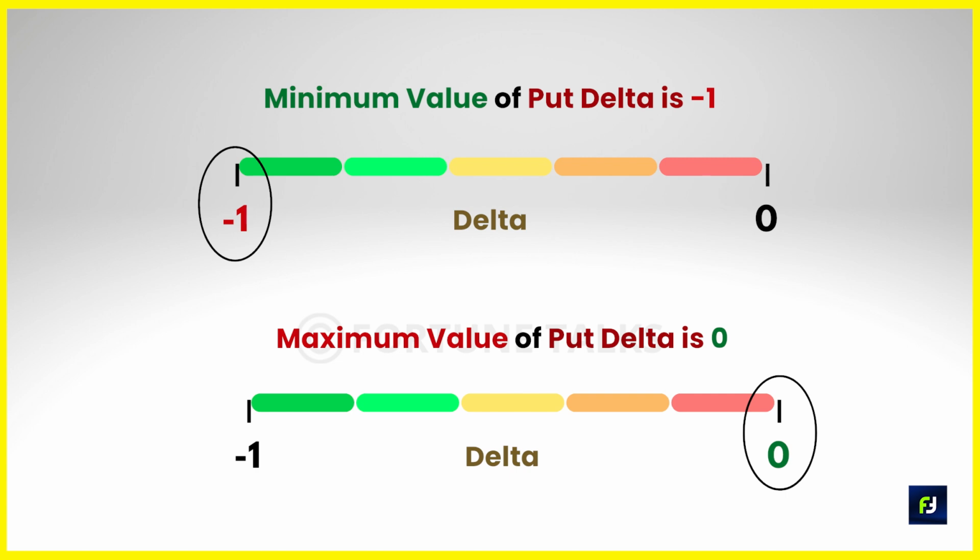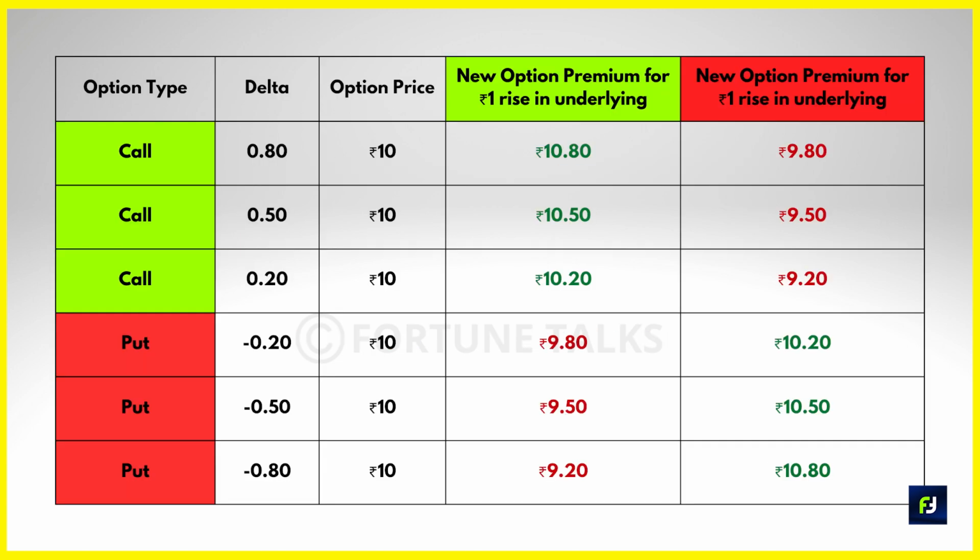To make things simpler, let me present a few more examples in a tabular format. You can notice that as the underlying price goes up by 1 rupee, the value of a call option increases by the amount of delta, while that of a put option decreases by the amount of delta. On the other hand, as the underlying price goes down by 1 rupee, the value of a put option increases by the amount of delta, while that of a call option decreases by the amount of delta.